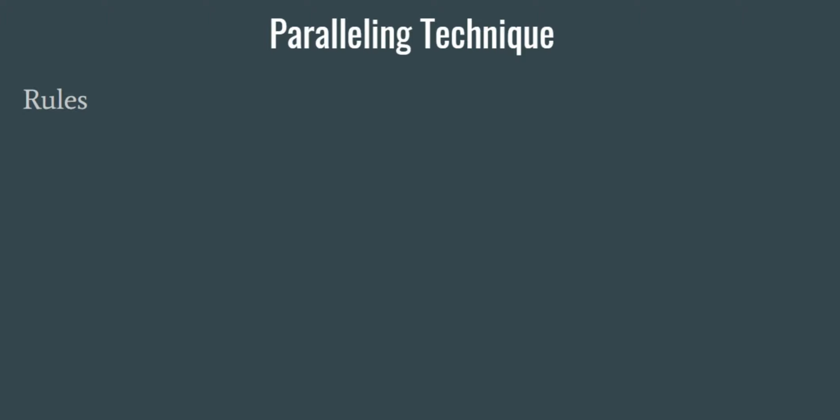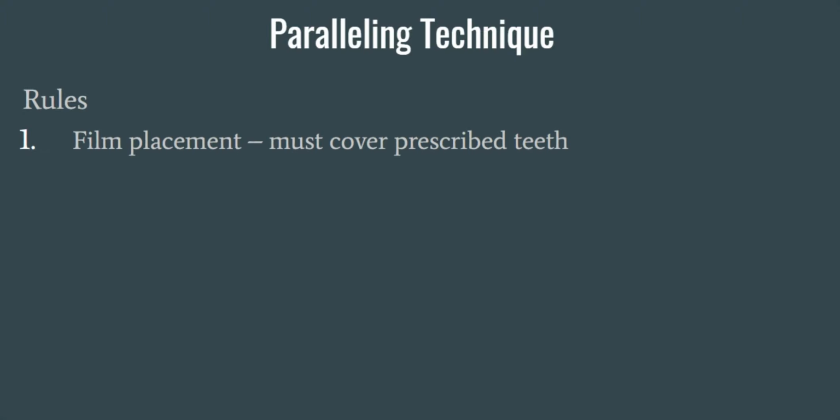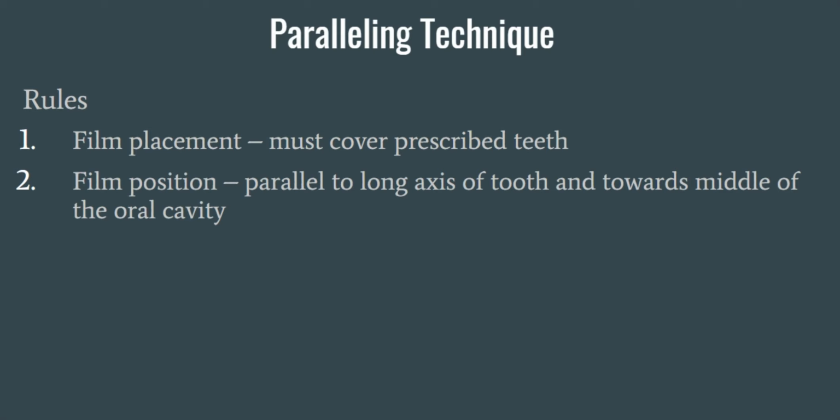There are 5 basic rules that you will want to follow when using the paralleling technique. And the first one is the film placement. The film must be positioned so that it covers any of the teeth that were prescribed to be radiographed. The second rule is the film position. It should be parallel to the long axis of the tooth and towards the middle of the oral cavity.